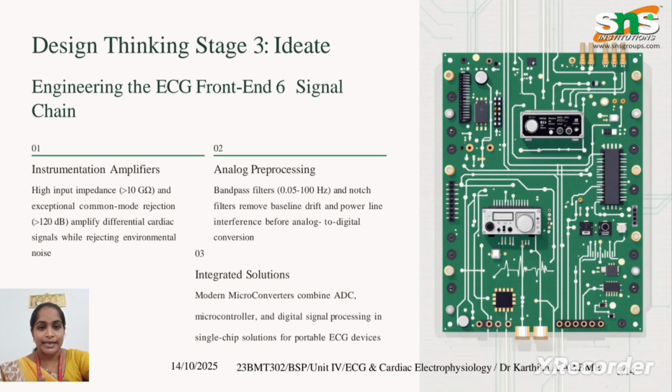See, in our stage 3, our ideate stage, which involves instrumentation amplifiers, analog pre-processing, and integrated solutions. In instrumentation amplifiers, we have high input impedance and an exceptional common mode rejection ratio, and we have to amplify differential cardiac signals while rejecting environmental noise. This is our main thing. In analog pre-processing, we use bandpass filters and notch filters to remove baseline drift and power line interference before analog to digital conversion. Because our devices are digital devices, we have to convert our analog signals into digital.